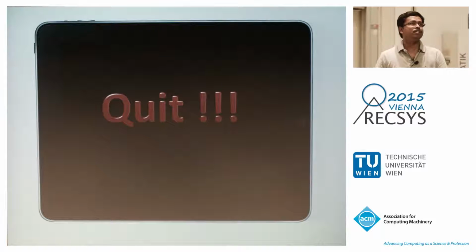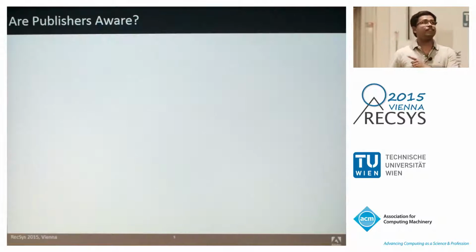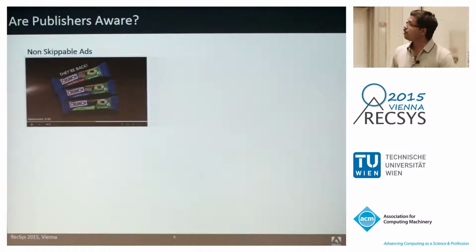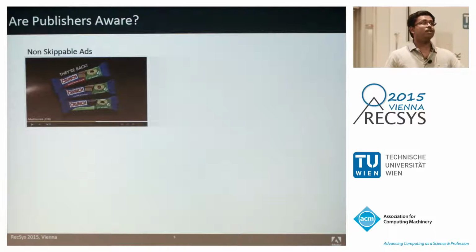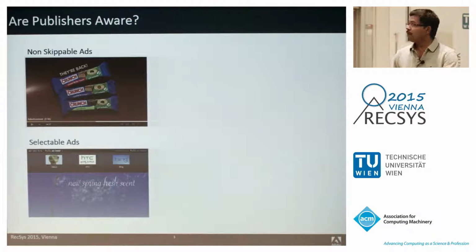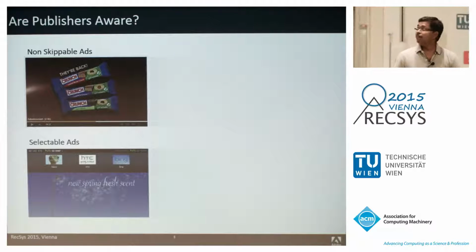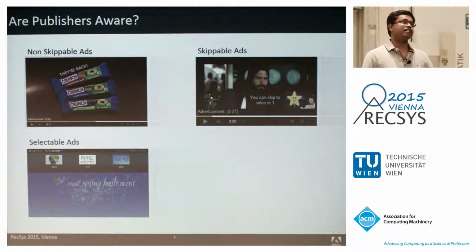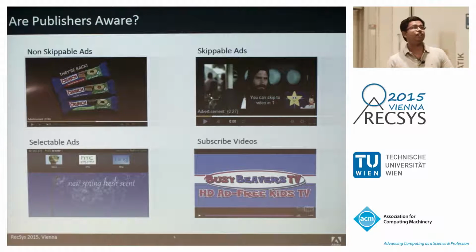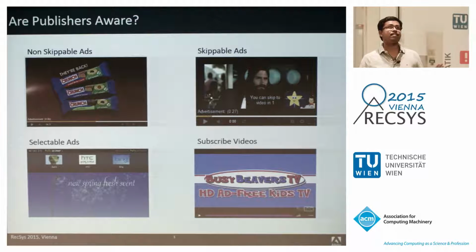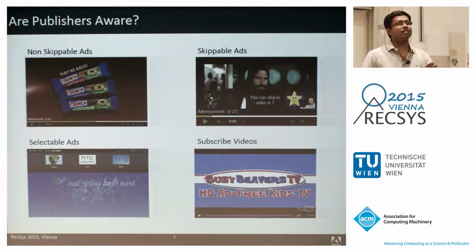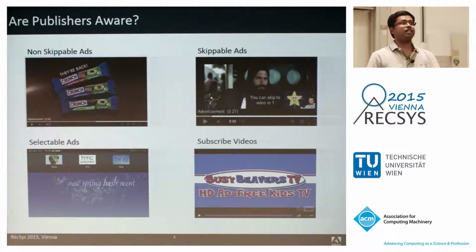My next question was, are the publishers really aware of that? So let's look at the history of the evolution of linear ads. It started out with non-skippable ads, which is still the most popular format. Hulu came out with selectable ads, where you select one of 3 ads to proceed with the video. Eventually, YouTube came out with skippable ads, where you thankfully can skip the ads after 5 seconds. And finally, you have subscribe videos, where you have videos without any ads at all. So the bottom line is, there is some negative externality that an ad imposes on the continuation of the video, and publishers are aware of that.